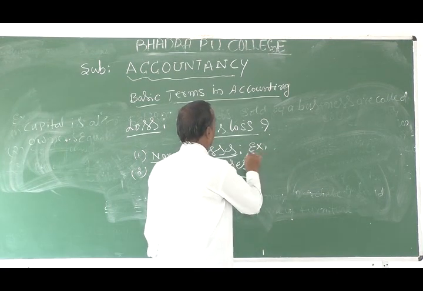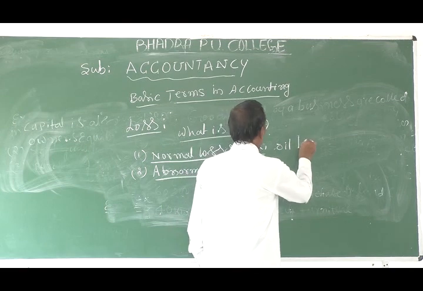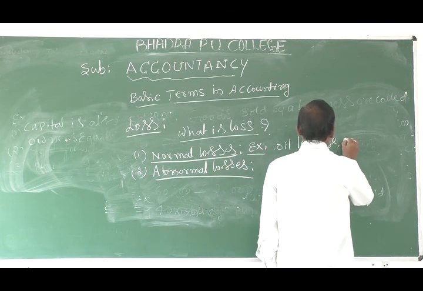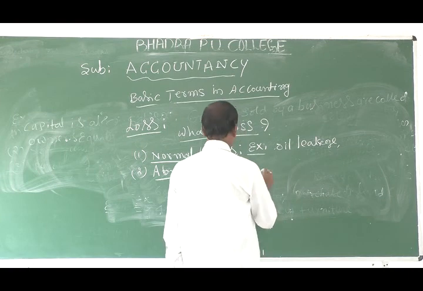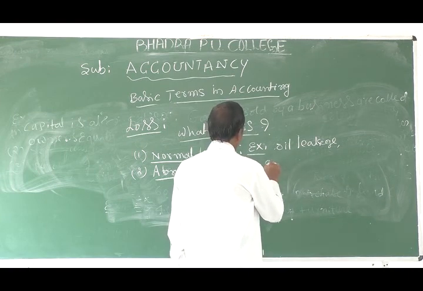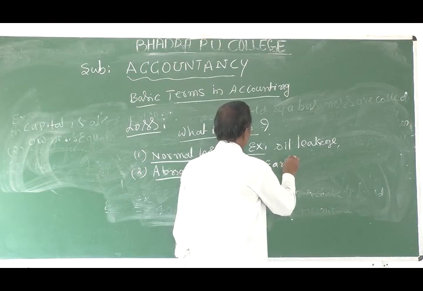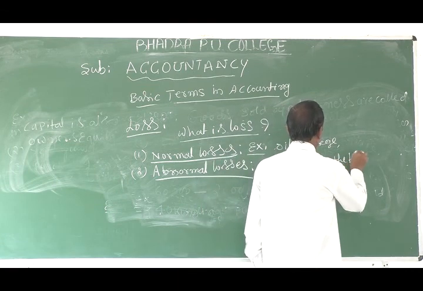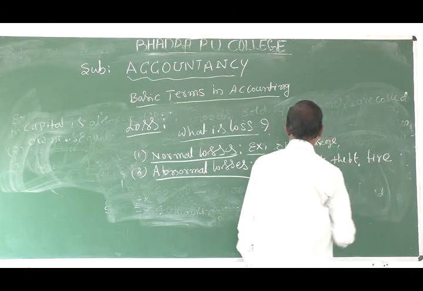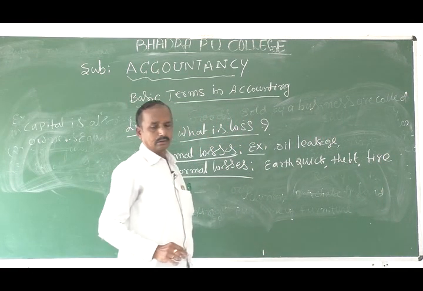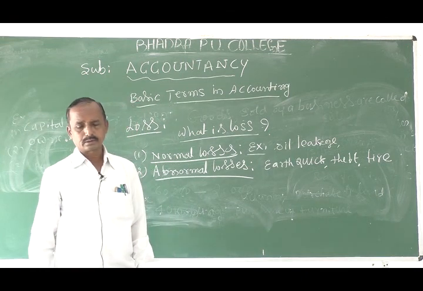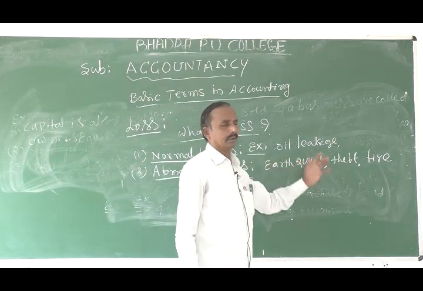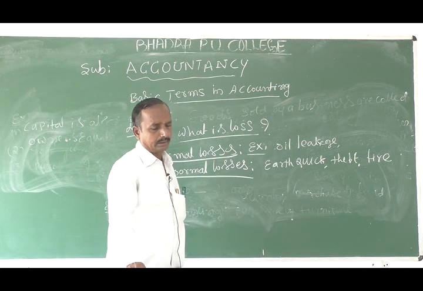Example: oil leakage. Next, abnormal losses: earthquake, theft, fire, and so on. Such losses are shown on the debit side of the profit and loss account.